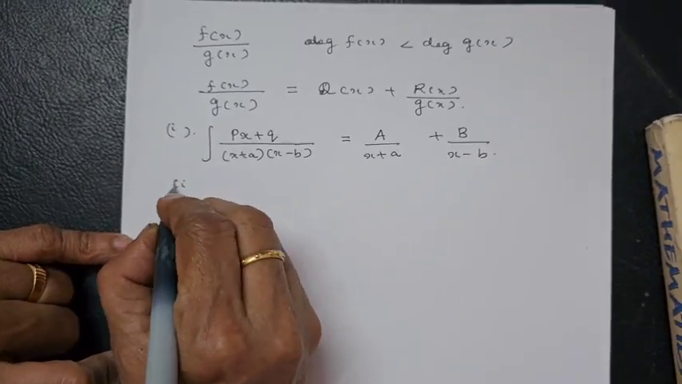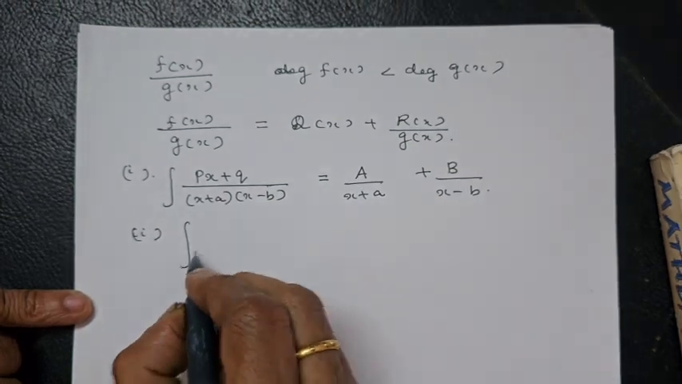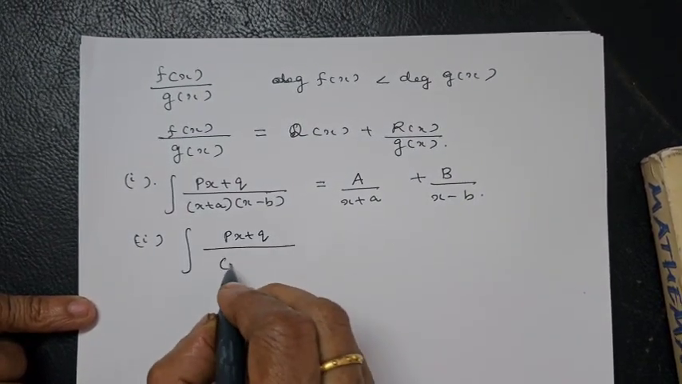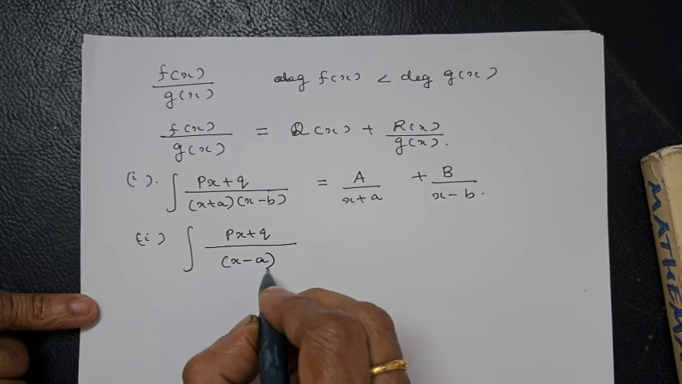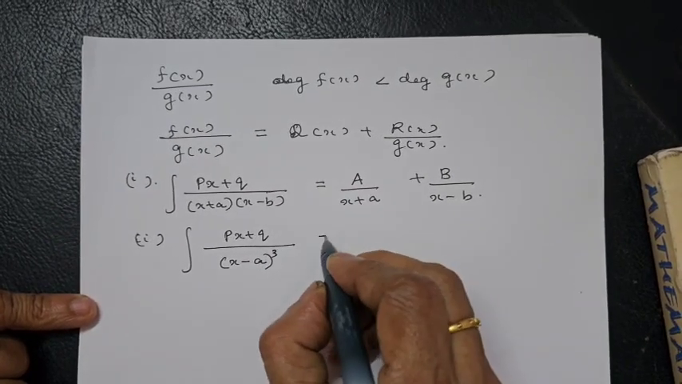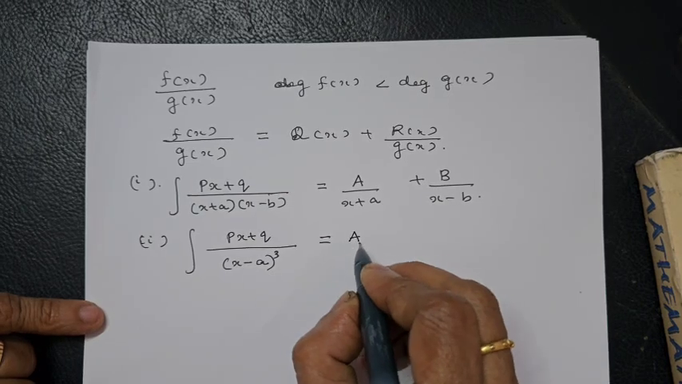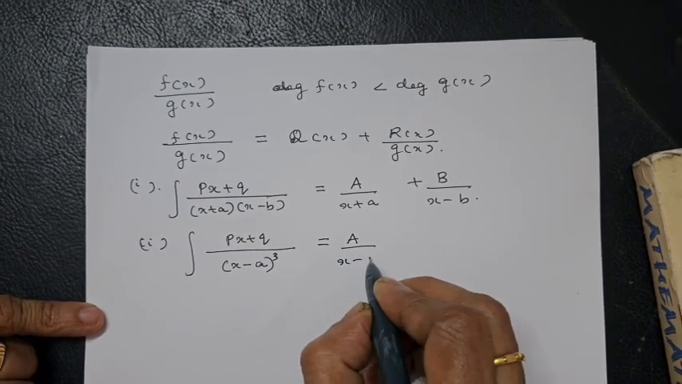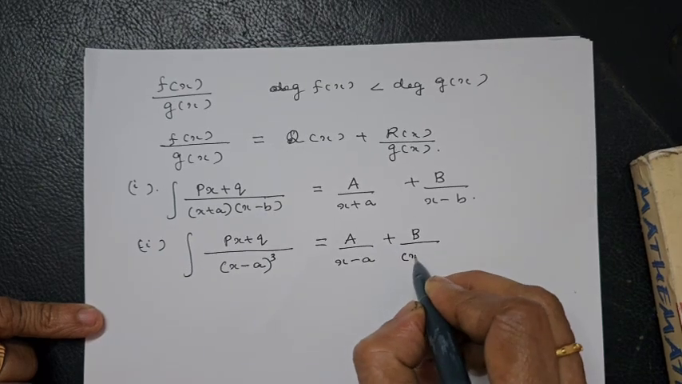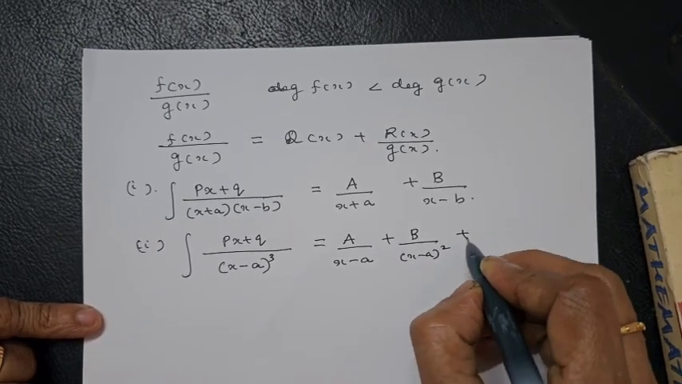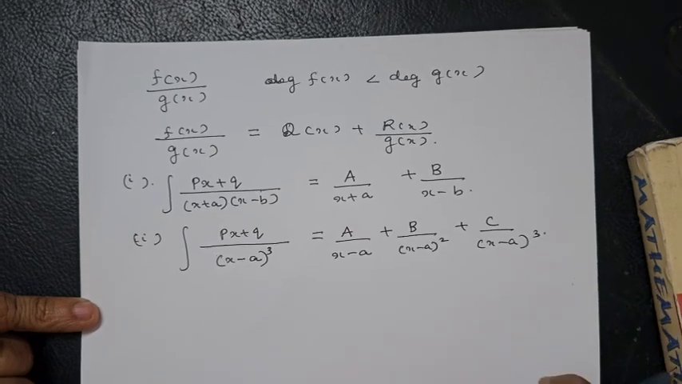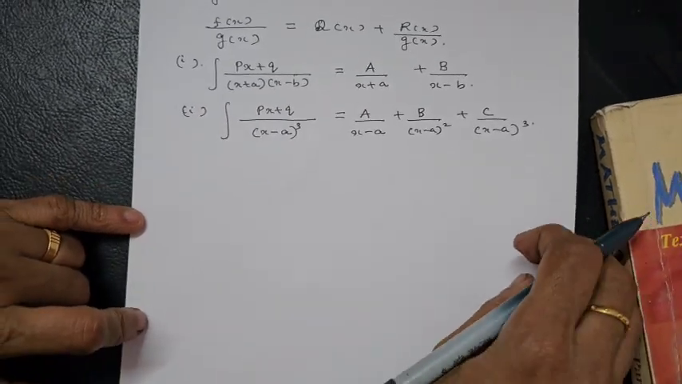The second type is the integral of px plus q by a repeated linear factor, maybe x minus a repeated two times or three times, x minus a whole cube. So the decomposition will be: we can split it into a by the first power, plus b by x minus a whole square, plus c by x minus a whole cube, which can be easily integrated.